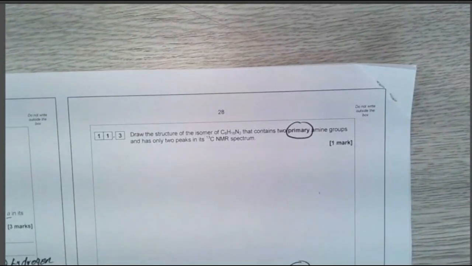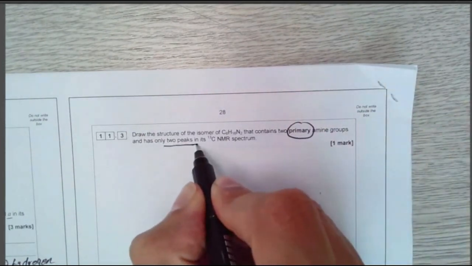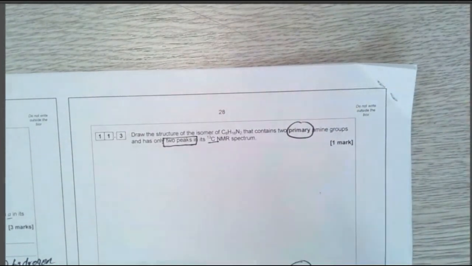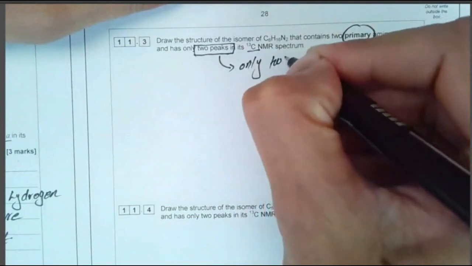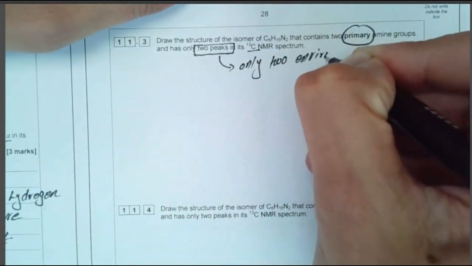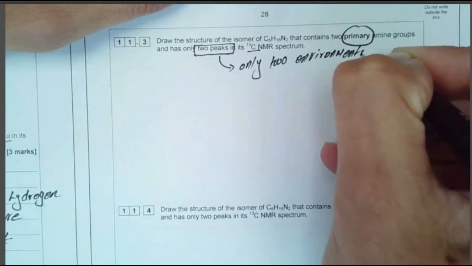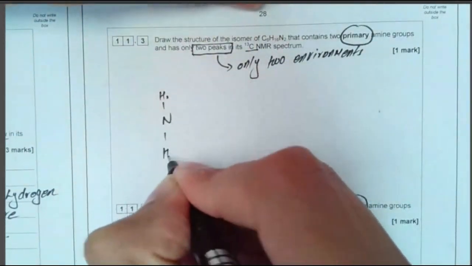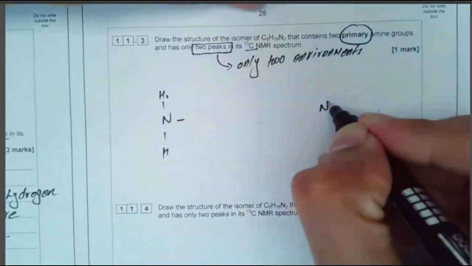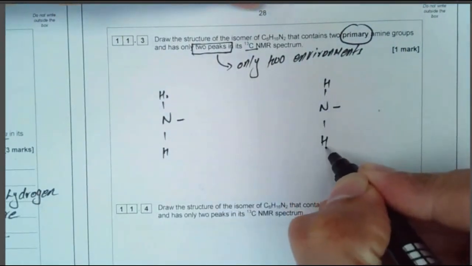Next question says, draw the structure of isomer C6H16N2 that contains 2 primary amine groups and has only two peaks in its carbon 13 NMR. So when I say 2 peaks, this means only 2 environments. Which is primary, it means I'll have NH and H, and I'll have N and H and H.